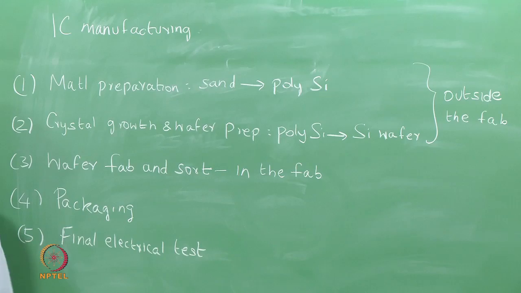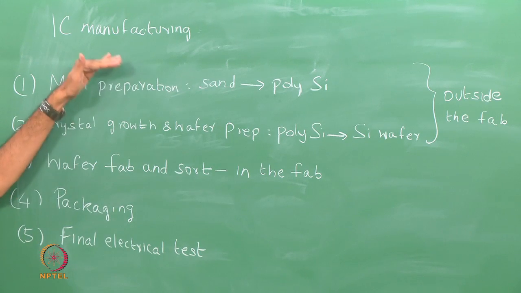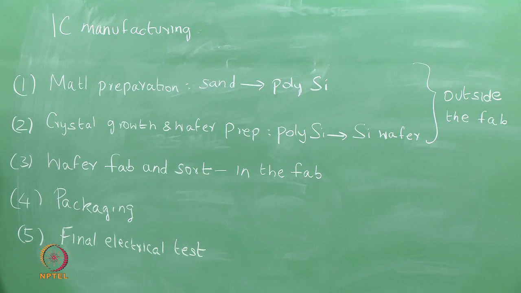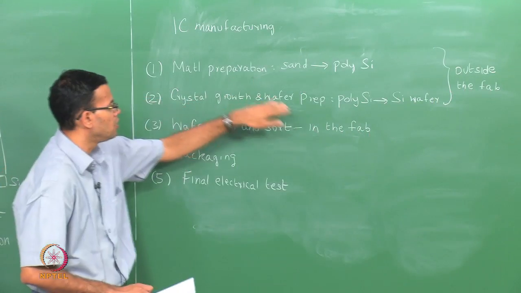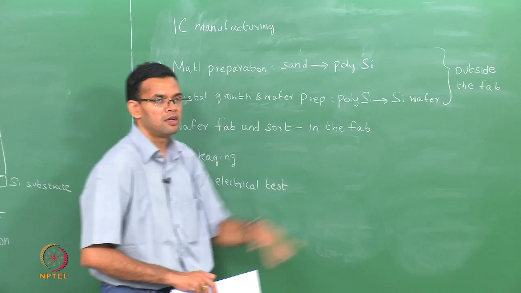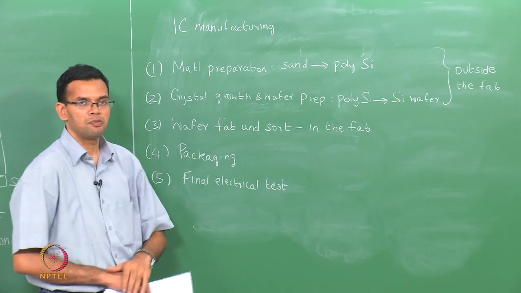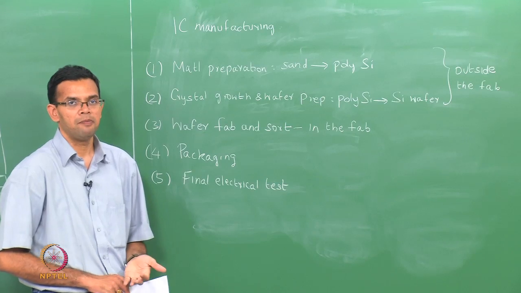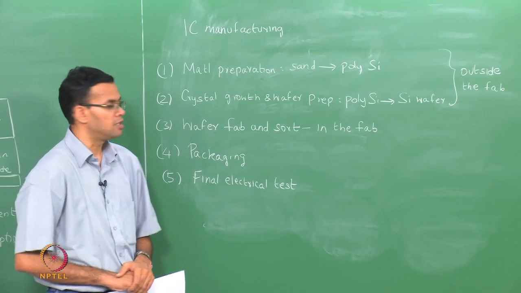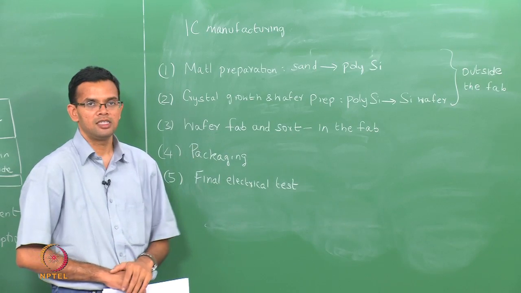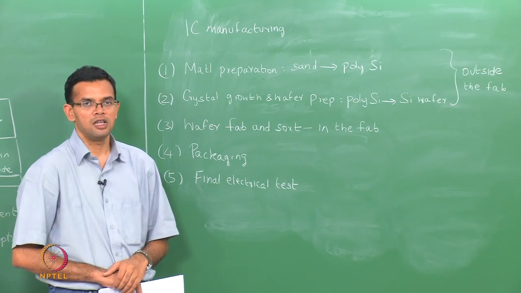So, in the next few classes, we will look at all of these stages. So, in next class, we will first start with how we have SiO2 as your starting ore, and from there how we go to your silicon wafer. Then we look at the various processes that take place in the fab and also look at some of the issues and challenges that happen in the case of silicon manufacturing.